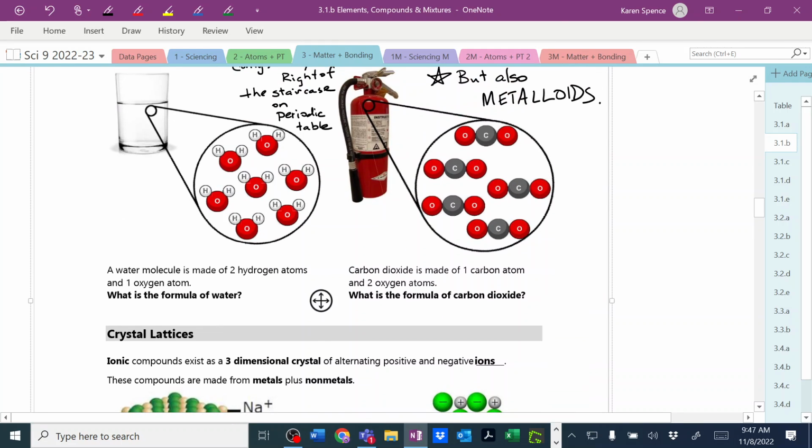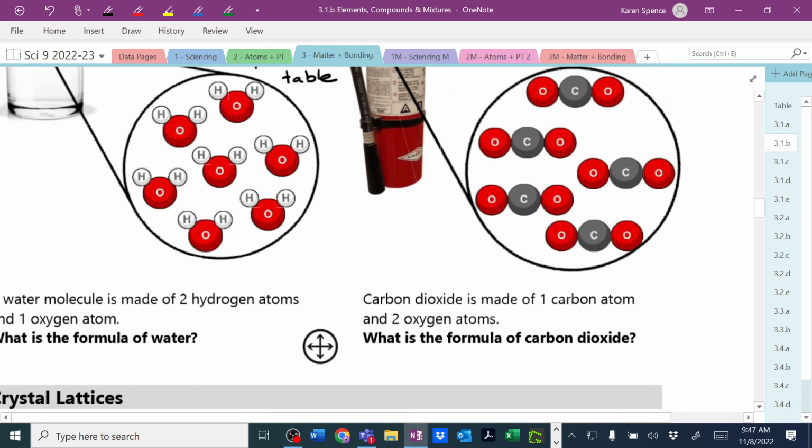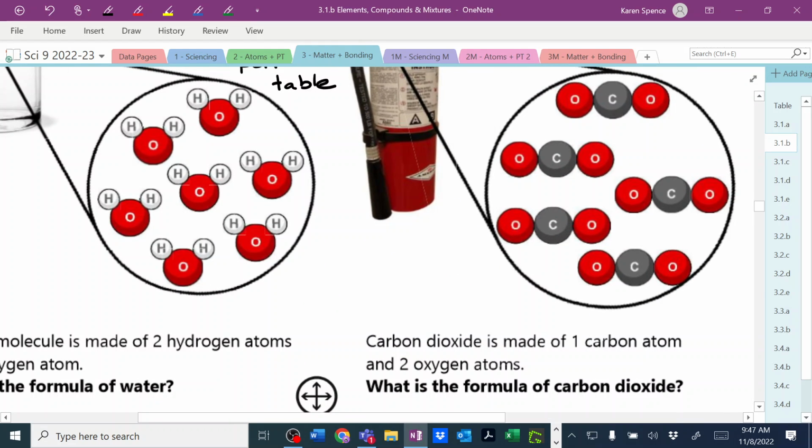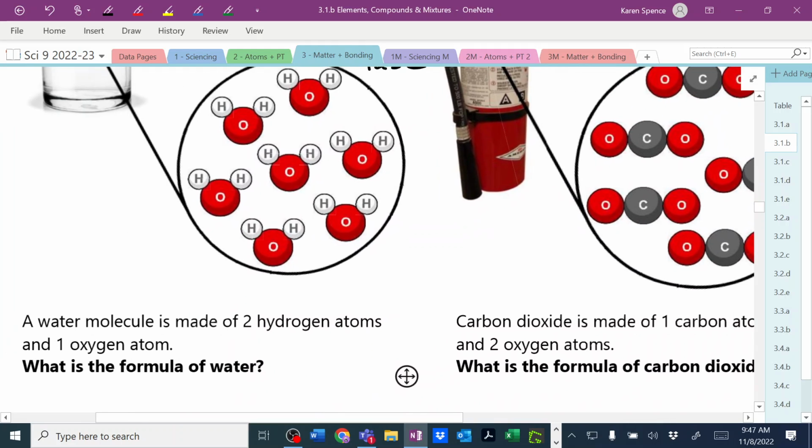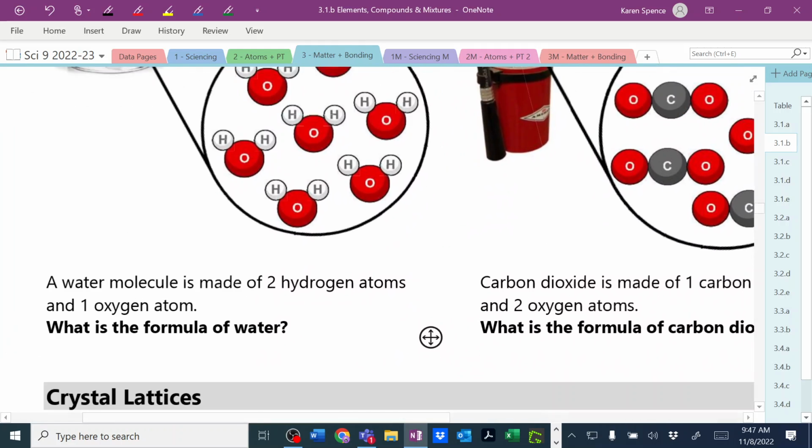So here we go. Here we have hydrogen, which is a nonmetal, and oxygen, which is a nonmetal. And we have our formula for water. What is our formula for water? H2O. Where does the 2 go? Bottom right. What does that 2 tell us? That tells us that there are 2 H's.